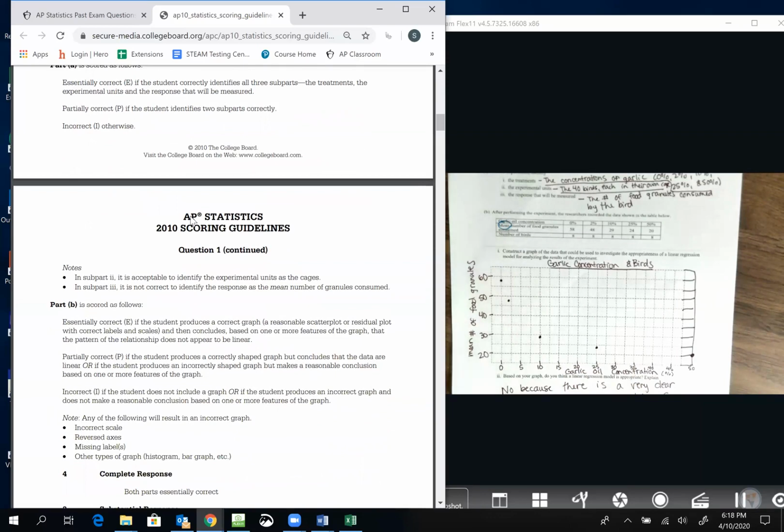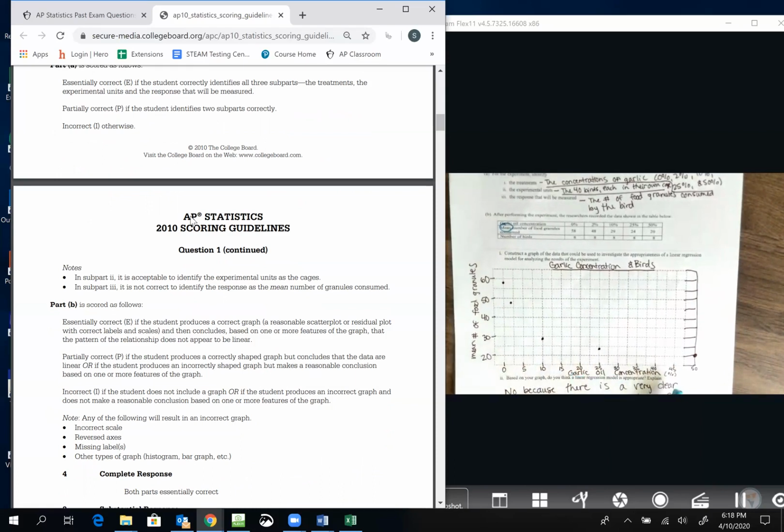you could have done either a scatter plot or a residual plot. I would recommend a scatter plot because it's way easier to make than a residual plot. Make sure you have a title, make sure you have labels on both axes, and make sure you went up by scale. Here I went up by 5 for every other line. Some people go 0 to 10, 25, 50. That is not a proper scale, and that will make your graph appear linear if you do that. That would be bad.